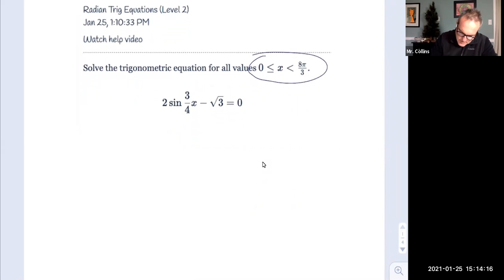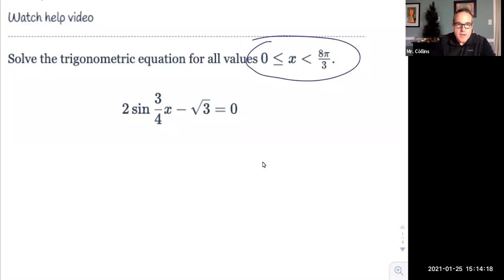But first thing, notice there's only one trig function. It's sine of 3/4 x. So I'll highlight that. That's what we want to isolate to start. So we'll just do a little bit of algebra. I'll bring down the sine of 3/4 x, and then I'm going to do algebra with the other numbers in there. So in other words, I would add √3. And then, of course, I would divide by 2 in the first step.